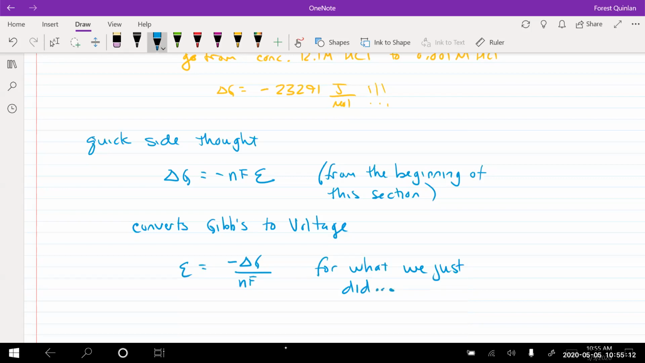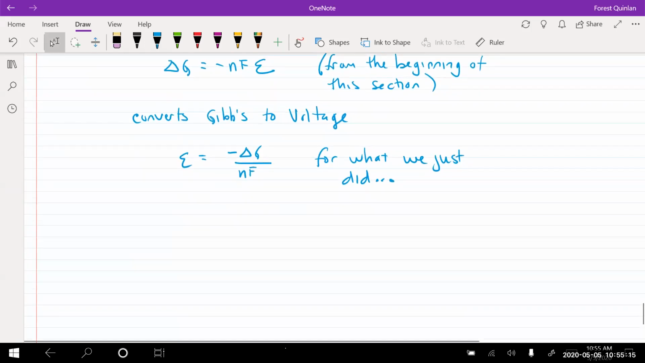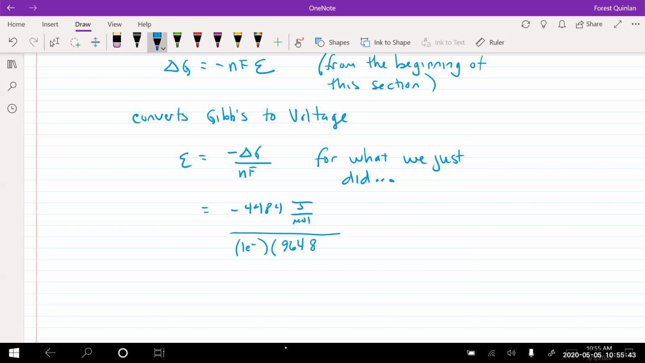I've never done this. I don't know if this is going to work. But our delta G up there was negative 4484 joules per mole. The number of electrons transferred is going to be 1. And Faraday's constant is going to be 96486 coulombs per mole of electrons. And I think it's only 1 electron, not 2. Yeah, I think it's just 1.